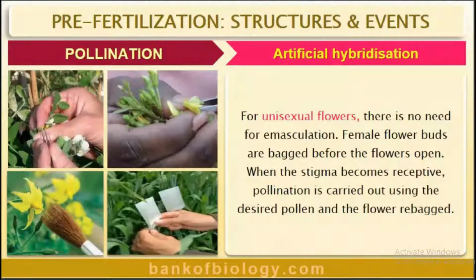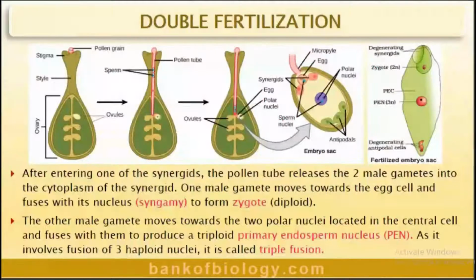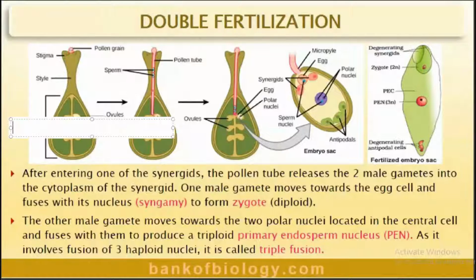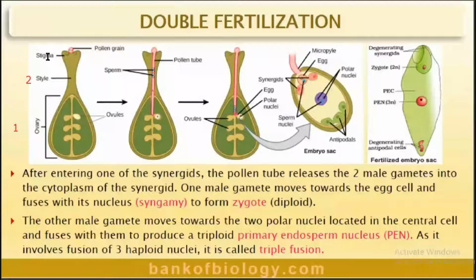Yes, next we are going to study about double fertilization. Please go through this diagram. This is the diagram of a pistil or a carpel. The three important portions of the carpel are the ovary, the style, and the stigma.